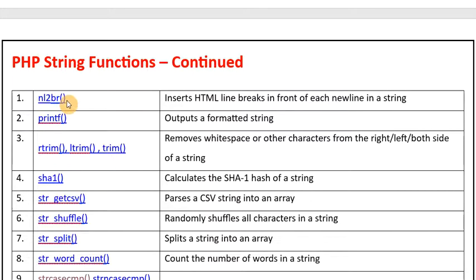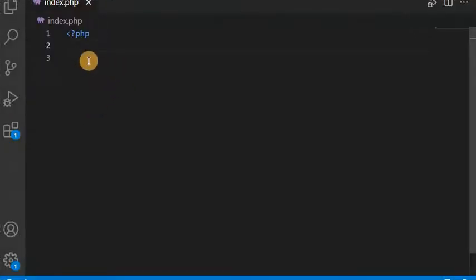Whatever new line, meaning backslash n, we give in the string, it will convert that backslash n to the br. br is the line break, which is an HTML tag. So let me show you this in practical, how we can use it. Let me start Visual Studio. So here VS Code is started.